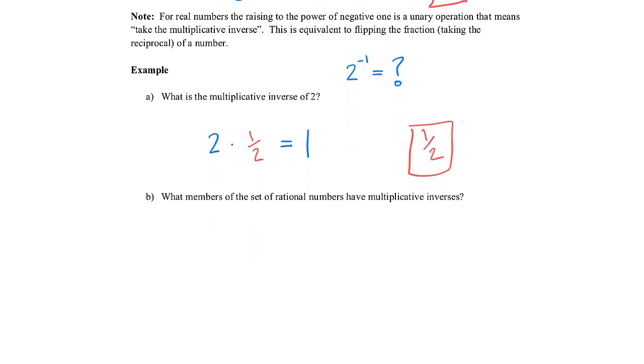In part B, we are asking what members of the set of rational numbers, so the fractions, have multiplicative inverses. So if we think about all of the numbers that we're allowed to take reciprocals of, we can do this most all of the time. It's just when we have 0, if 0 is our numerator, and it doesn't really matter what our denominator is, this number is just 0 to begin with, we can't take the reciprocal of this. We can't flip that around, because if we do that, we end up dividing by 0. So what members of the set of rational numbers have multiplicative inverses? Everything but 0.